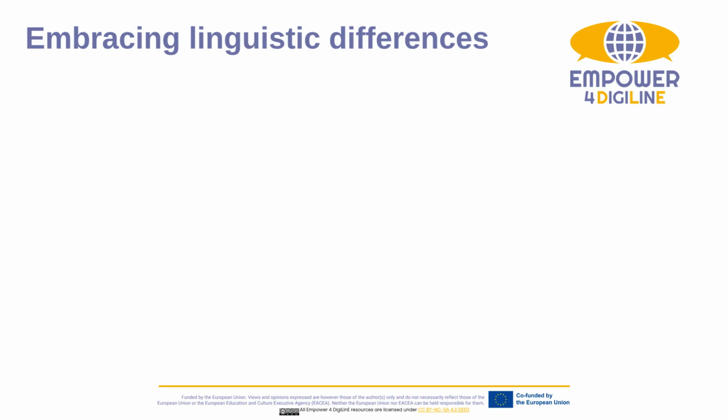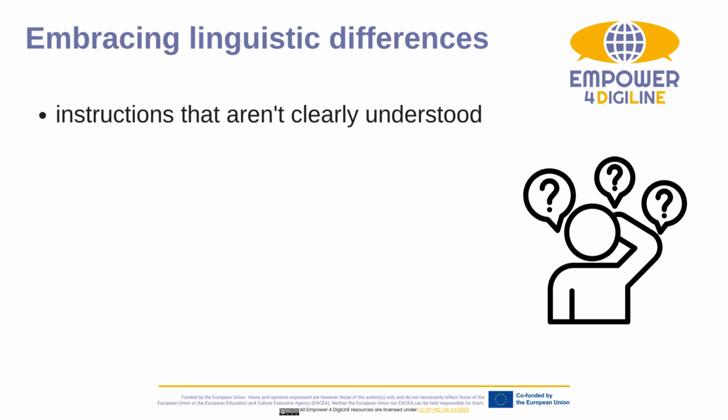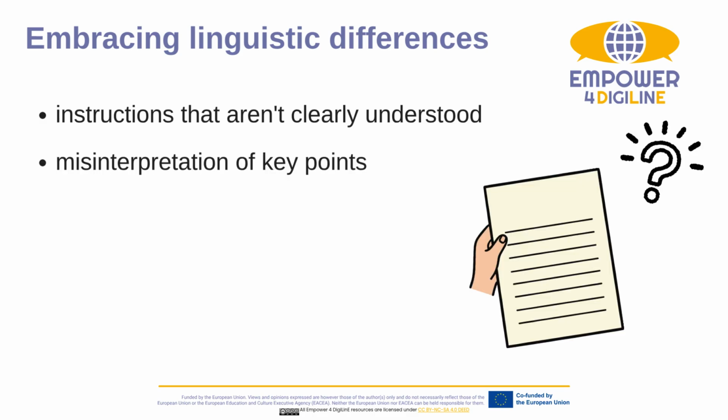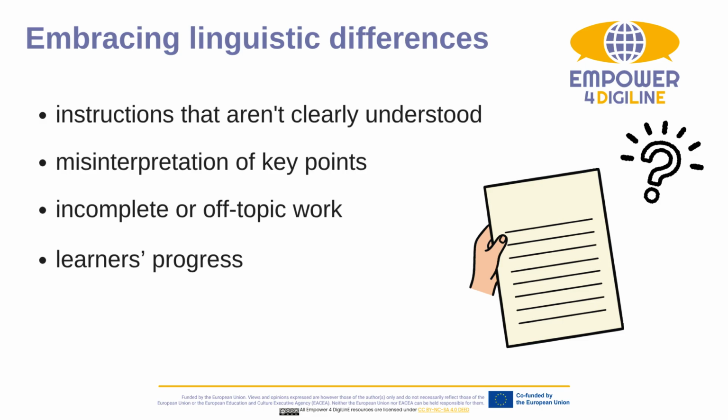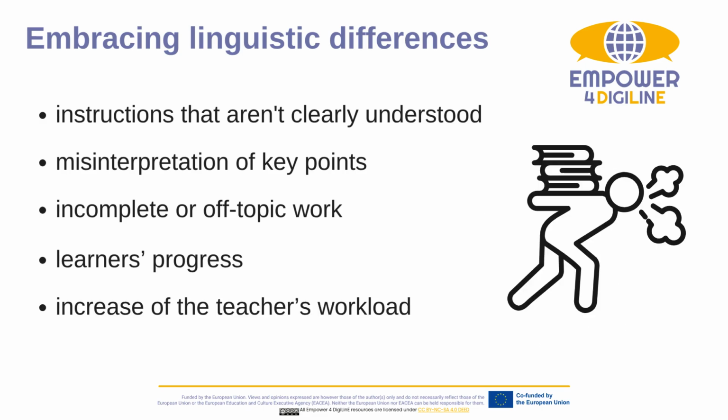One common issue you might face as an educator is giving instructions that aren't clearly understood by all learners. For example, when a teacher explains an assignment verbally, a learner who is still developing their English skills might misinterpret key points, resulting in incomplete or off-topic work. This not only affects the learner's progress, but also increases your workload, as you would have to re-explain or regrade.